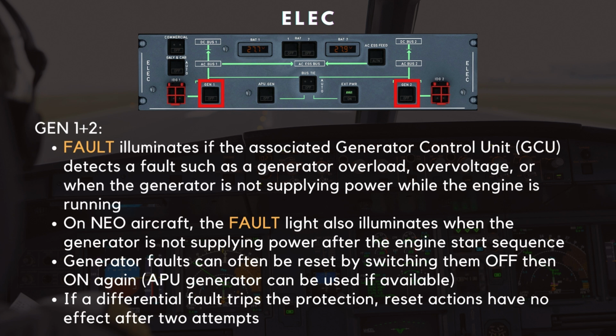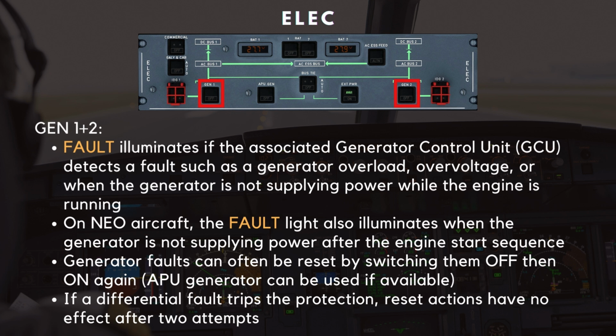An amber fault light illuminates if the associated Generator Control Unit, GCU, detects a fault such as a generator overload, overvoltage, or when the generator is not supplying power while the engine is running. On NEO aircraft, the fault light also illuminates when the generator is not supplying power after the engine start sequence. Generator faults can often be reset by switching them off, then on again. Consider trying this first, and if unsuccessful, the APU generator can be used if available. A point to note, if a differential fault trips the protection, reset actions have no effect after 2 attempts.